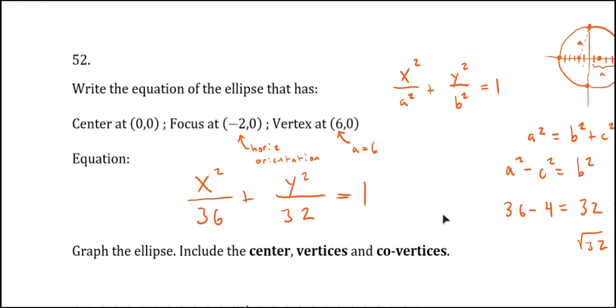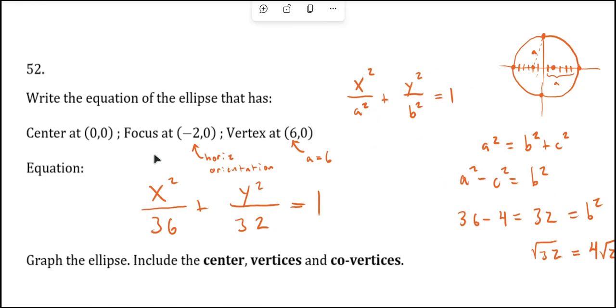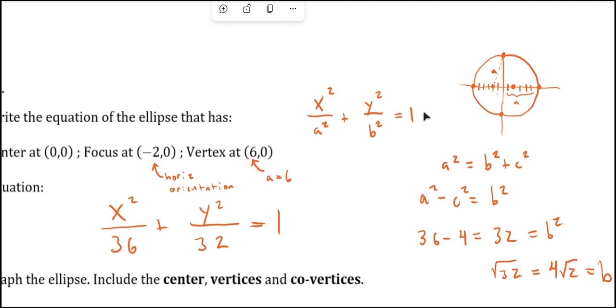Question 52 starts to get us into ellipses. They tell me we have a center at (0, 0), a focus at (-2, 0), and a vertex at (6, 0). Well, let's plot the center first. That's the origin. A vertex is going to be over here at (6, 0). And then they gave us this focus at (-2, 0), but we're also going to have one focus in between the center and our vertex.